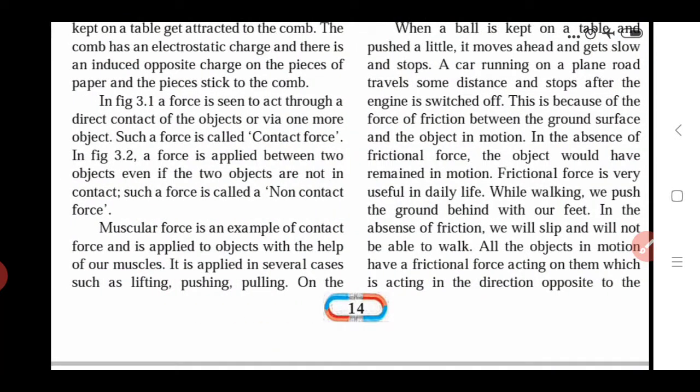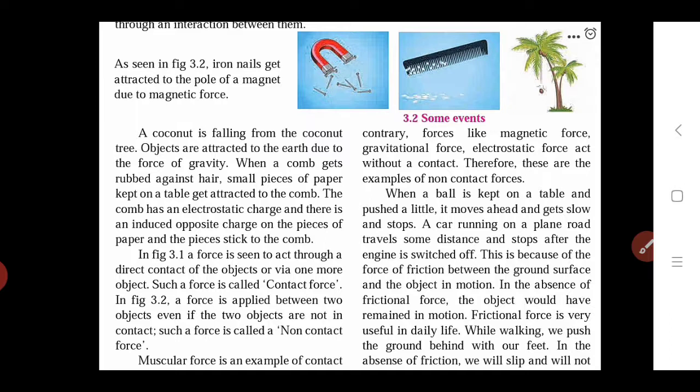On the contrary, if we see other examples, the examples seen in figure 3.2, these events also we see. In these events, forces like magnetic force, the electrostatic force which is induced in this paper, and the third force, the gravitational force, all act without contact between these objects. Such forces are called non-contact forces.